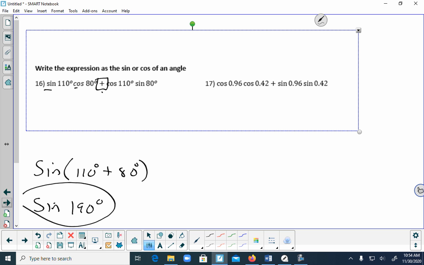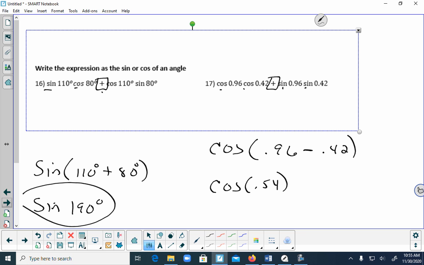So looking at the next one, I have cosine, cosine, sine, sine. Since it's cosine, cosine, sine, sine, I know it's going to be a cosine identity, either sum or difference. My two angles are 0.96 and 0.42. A little odd looking, but it doesn't really matter. If there's a plus sign here, then when I do this identity, there's a minus sign here. Those two signs switch. So now I'm going to take 0.96 minus 0.42 and get 0.54. So that will be the cosine of 0.54. And again, that's all they want me to do. And that's it. I'm done.